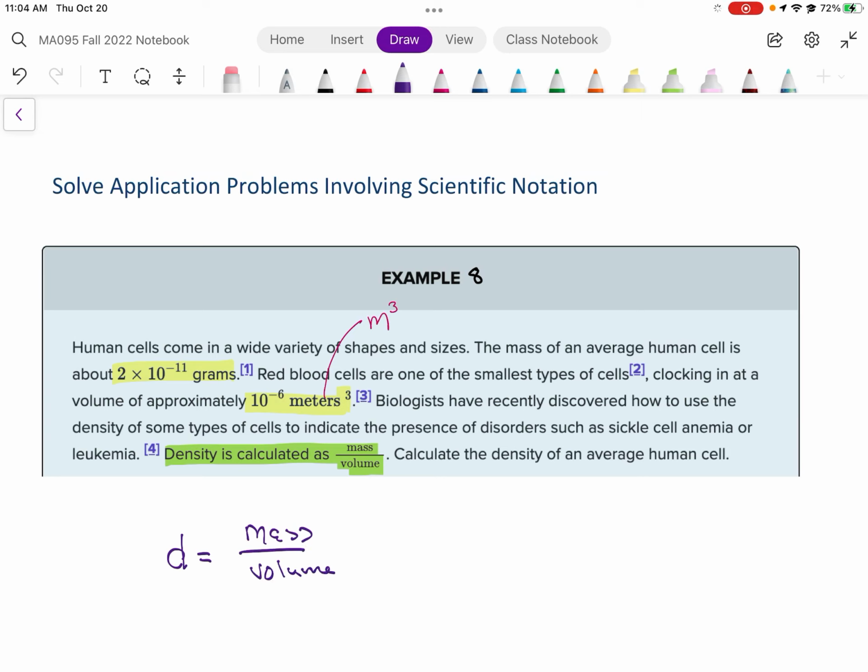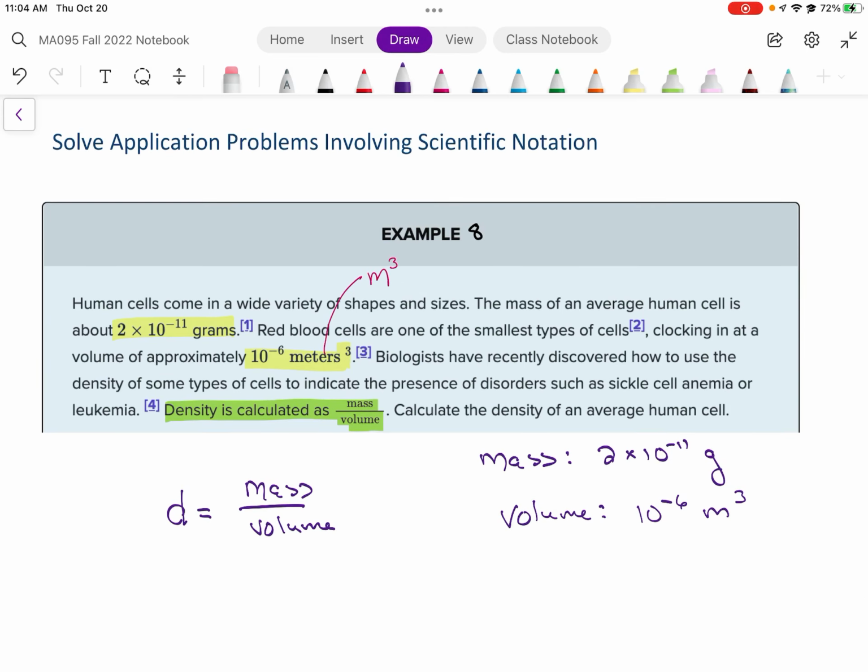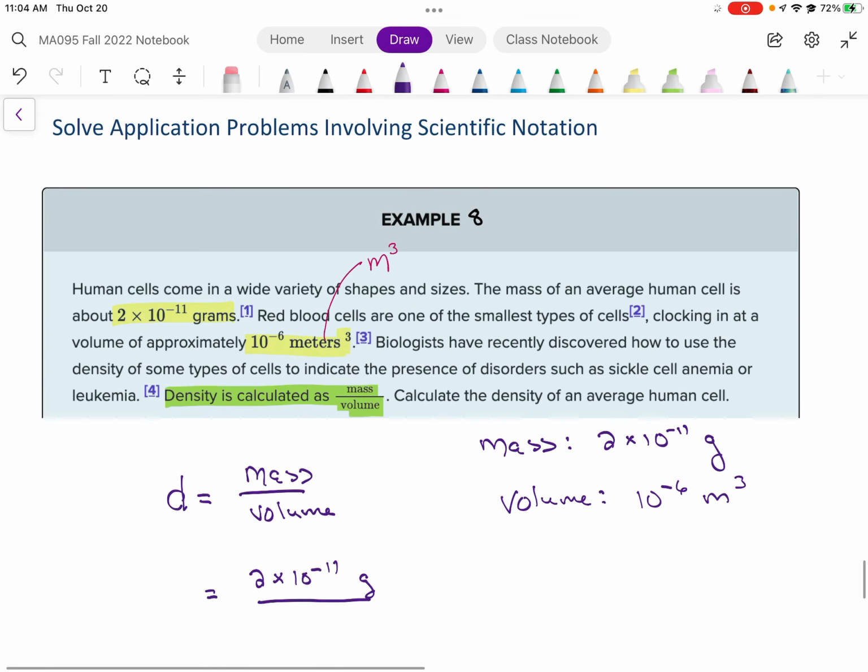Okay, so let's go, I'm going to write down what everything is. Mass is in grams, not in meters cubed, so use the units to figure out what's what. Mass is 2 times 10 to the minus 11 grams, and volume is 10 to the minus 6 meters cubed. So the density is going to be the mass, 2 times 10 to the minus 11 grams, over 10 to the minus 6 meters cubed. This is going to be in grams per meters cubed, and that's fine. That's a density measurement.